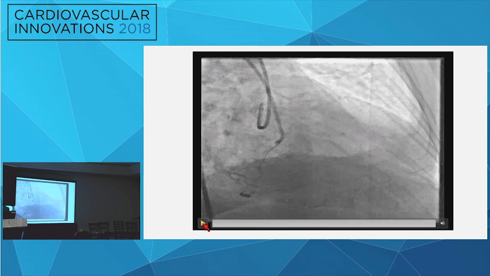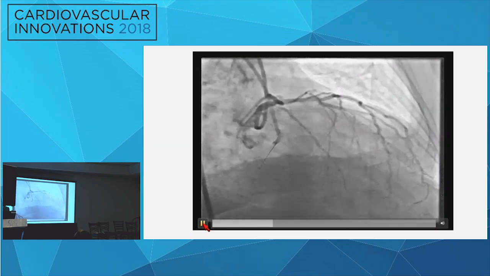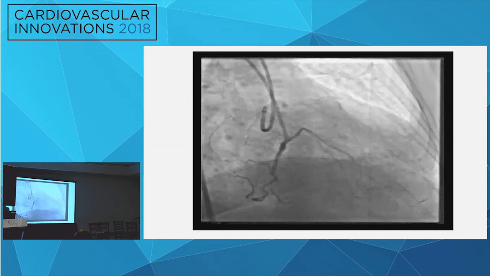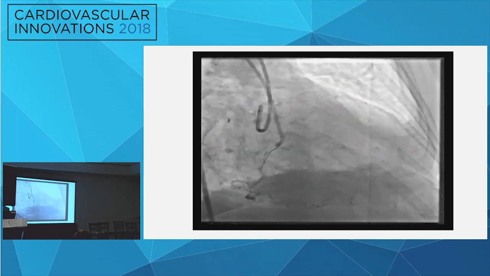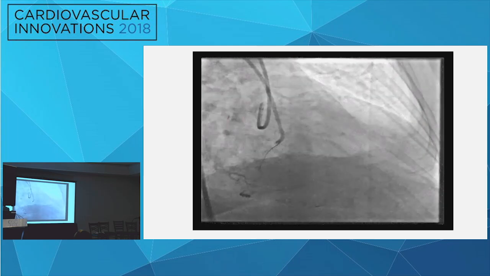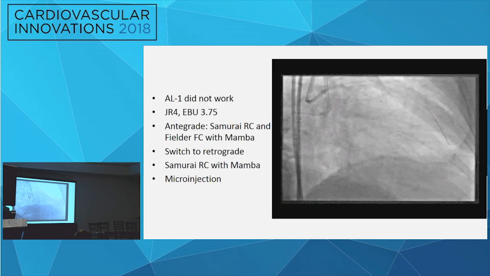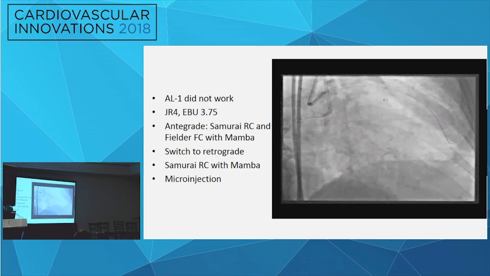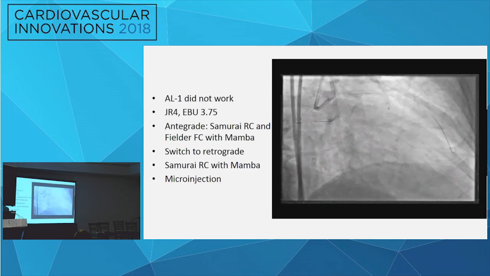It has recanalized a little bit, but there is still collateral filling, and we thought that perhaps a couple of septals were still supplying good collaterals. We initially tried an AL1 guide catheter for the right coronary, but it didn't fit very well, so we ended up using a GR4 for the right and an EBU 3.75 guide catheter for the left.